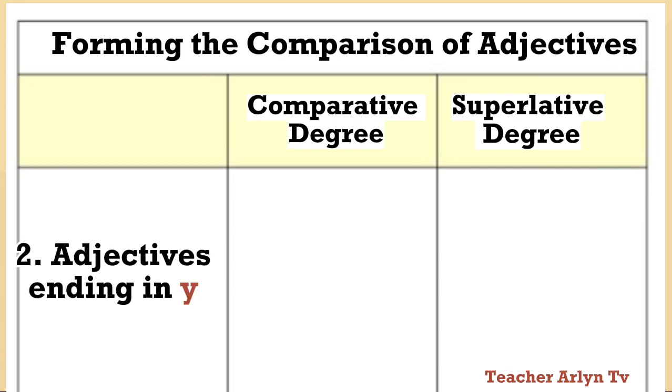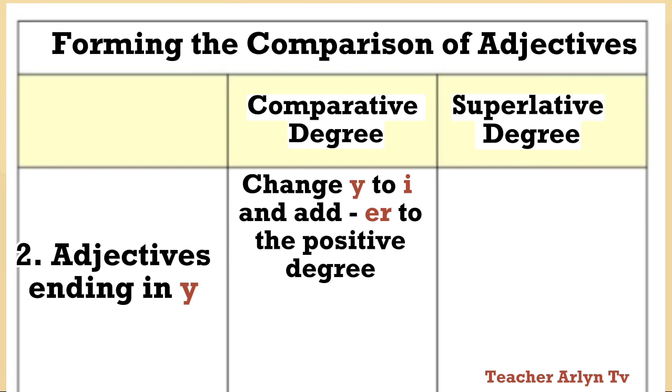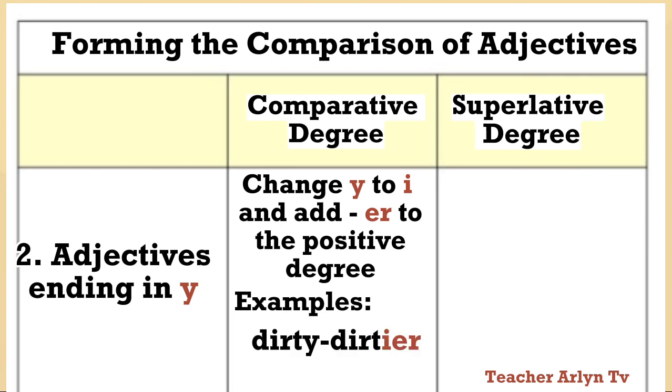The second rule, adjectives ending in y. In comparative degree, change y to i and add er to the positive degree. Examples, dirty, dirtier. Change y to i and add er. So dirty becomes dirtier. Pretty, prettier. Change y to i and add er. Pretty becomes prettier.